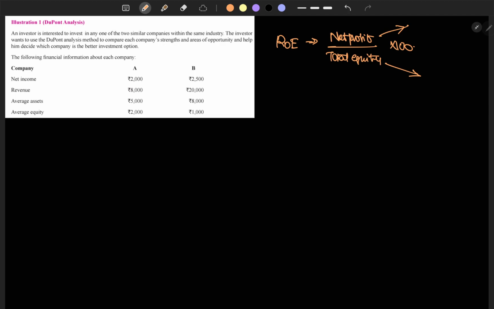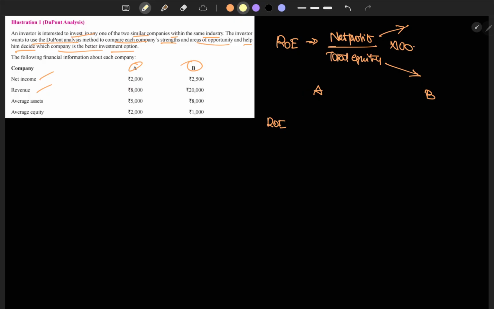Let's work out this ROE for both companies. An investor is interested to invest in one of two similar companies in the same industry. The investor wants to use the DuPont analysis method to compare each company's strengths and areas of opportunity and decide which is the better investment option. The information given is net income, which is net profit, revenue, which is sales, assets, and equity. Let's get into the problem.